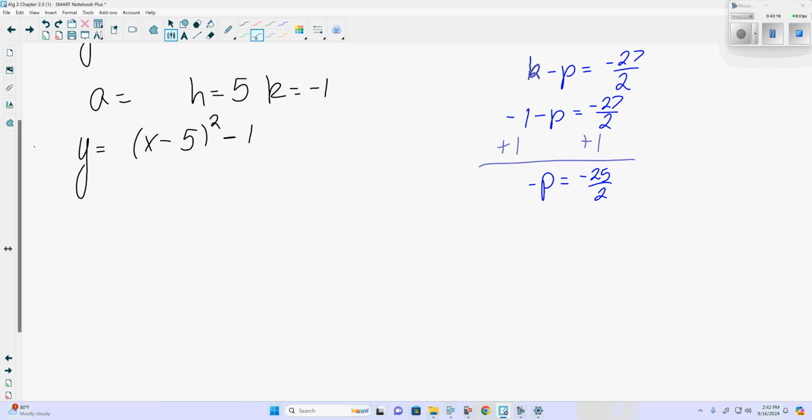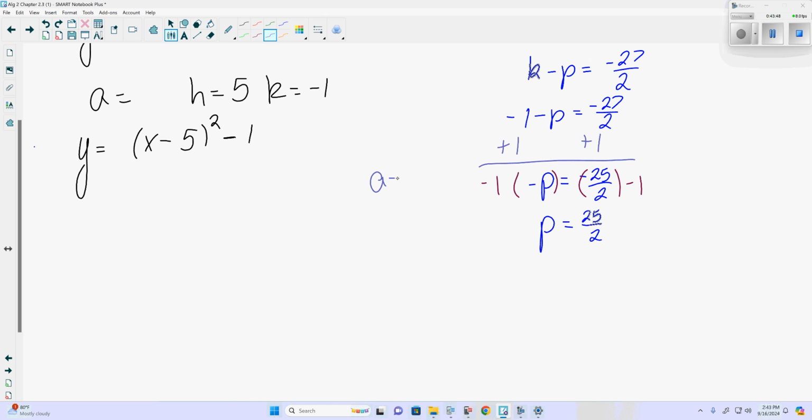There's two ways we can go about this. One is that we can multiply both sides by negative 1. The other is that we divide both sides by negative 1. Either way you do this, you will get to the same answer. Because if I multiply this by negative 1, it gives us 25 halves.